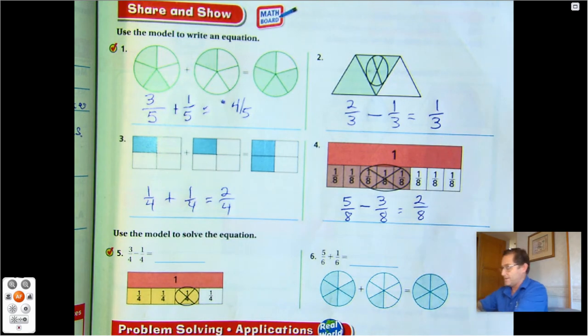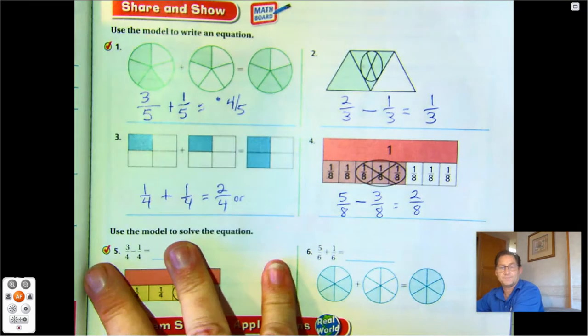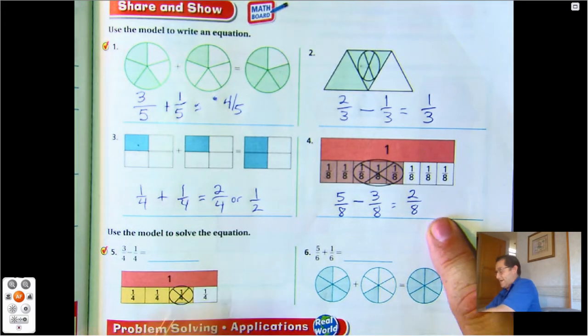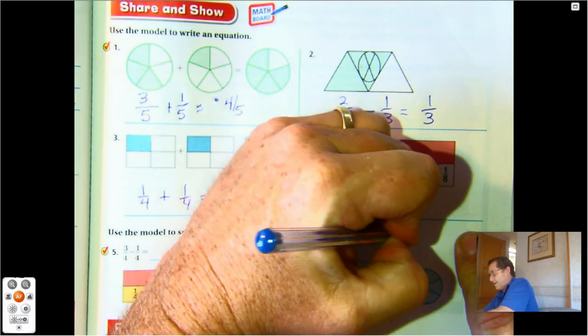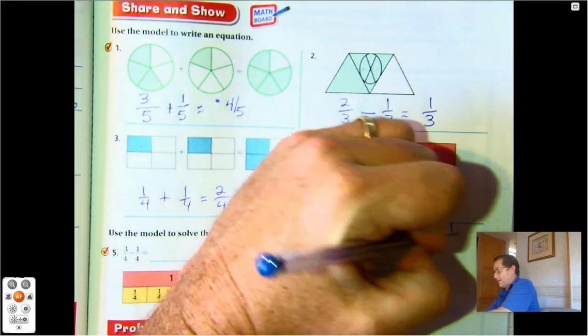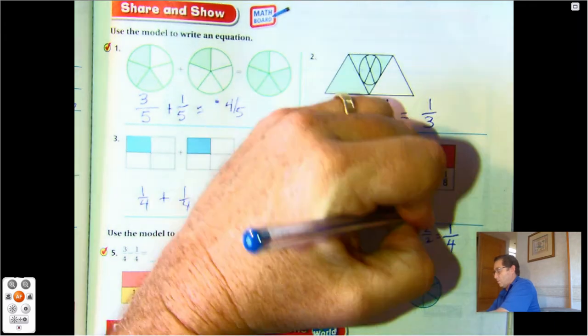And actually, I want to go back to number 3. Another name for 2/4 is 1/2. Another name for 2/8, remember we can divide by 2 because they're both even numbers. 2 divided by 2 is 1, and 8 divided by 2 is 4. So 1/4.